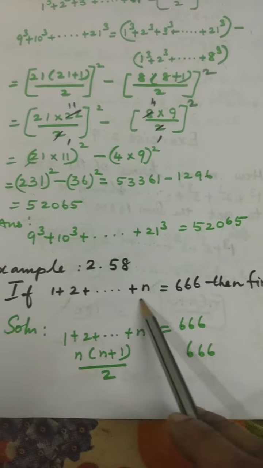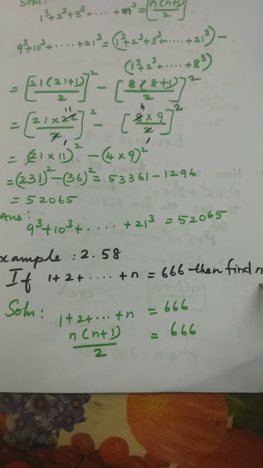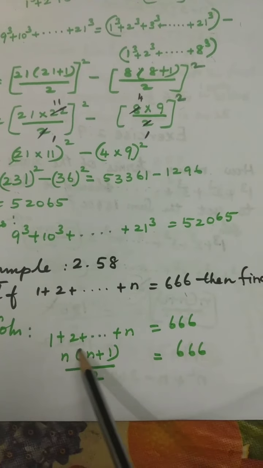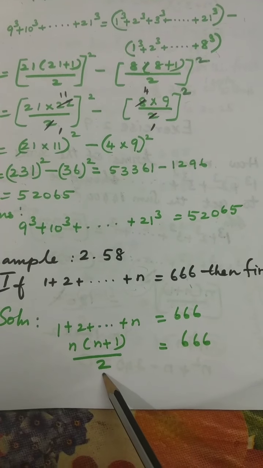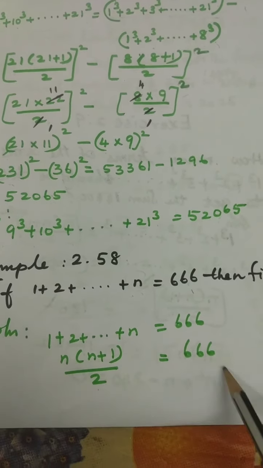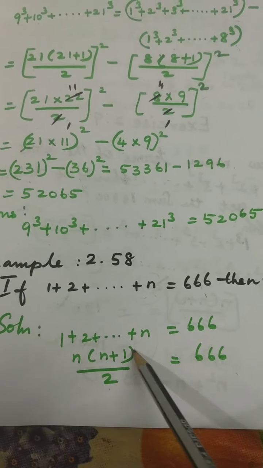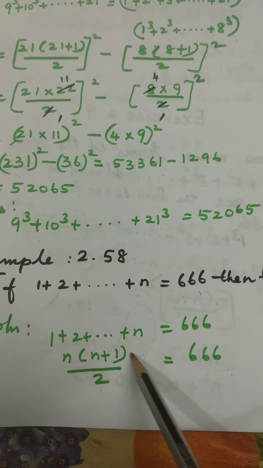Now 1 plus 2 plus and so on plus n is equal to 666. Then find the value of n. They didn't give the last term here. So we have the formula 1 plus 2 plus and so on plus n is equal to n into n plus 1 by 2. We know the formula. The value is 666. If we add how many terms, the 666 will come, we have to say. So you have to find the number of terms, n.